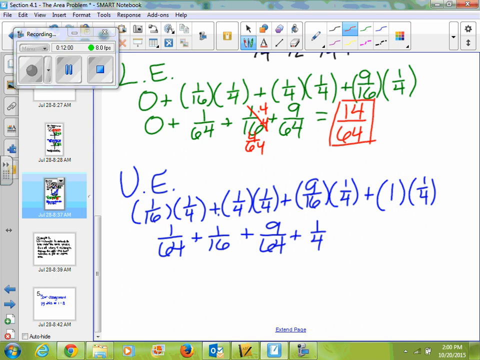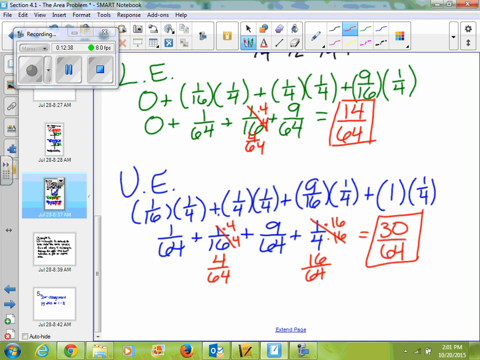Since I need these to have common denominators to add them, I'm going to multiply the 1/16 by 4 and the 1/4 by 16. Meaning that 1/16 actually becomes 4/64. And 1/4 becomes 16/64. So in adding them up, then I know my denominator is 64 again. If I add the tops, 1 plus 4 is 5, plus 9 is 14, plus 16 is 30. So my upper estimate gives me an area of 30 over 64, which I can reduce, but I'll just leave it.